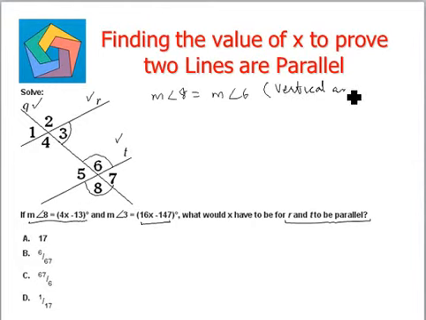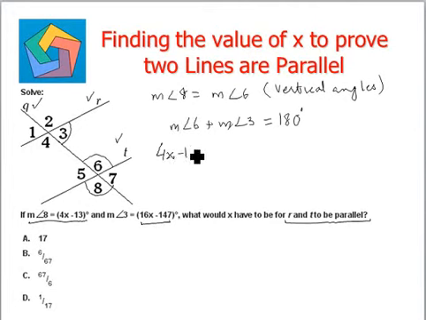Now for R and T to be parallel, measure of angle 6 plus measure of angle 3 should be equal to 180 degrees. Angles on the same side of the transversal are supplementary. So we'll plug in the values. Measure of angle 6 is 4x minus 13 plus 16x minus 147 equals 180.